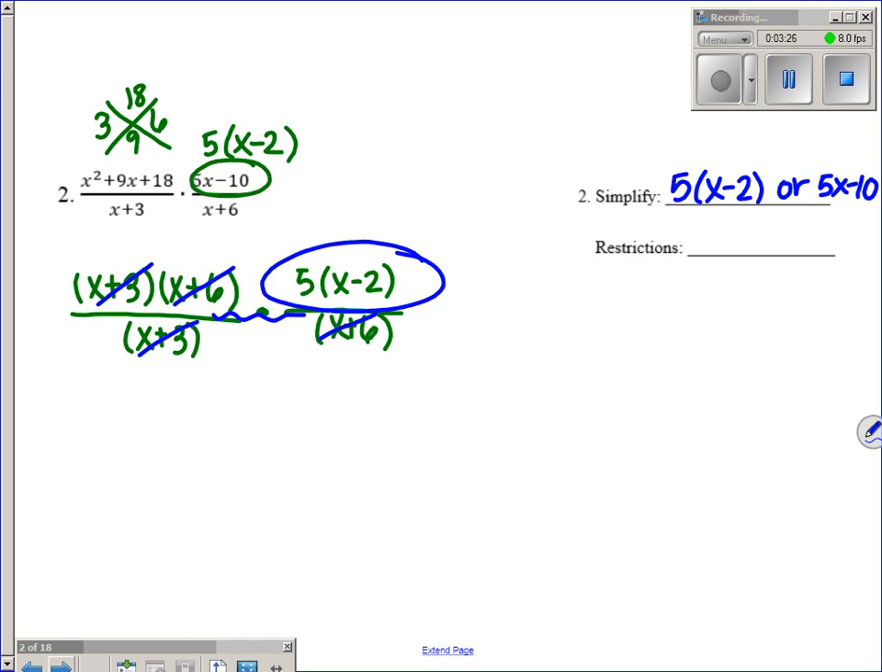The restrictions always come from the denominator or your LCD. In this case, our denominator is x plus 3, x plus 6, or if we thought about it as being our LCD, x plus 3, x plus 6 still. So you were setting the bottoms equal to 0 and solving for the x's. So in the first case, again, you get x cannot be -3, and in the next one, if you subtract 6, you get x cannot be -6.